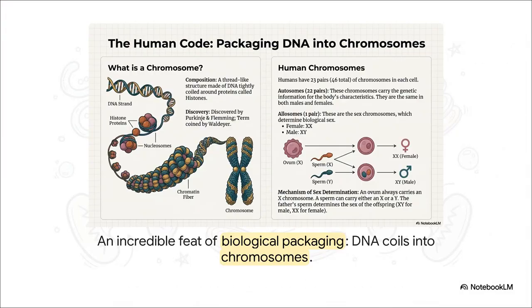Get this, if you stretched out the DNA from just one of your cells, it would be about 2 meters long. So how on earth do you fit that inside a microscopic nucleus? Well, the cell pulls off this incredible packaging trick. The long DNA strand is wrapped around these proteins called histones, kind of like thread on a spool. Then those spools get coiled and bundled up again and again until they form these super compact, organized structures that we call chromosomes. It's amazing.